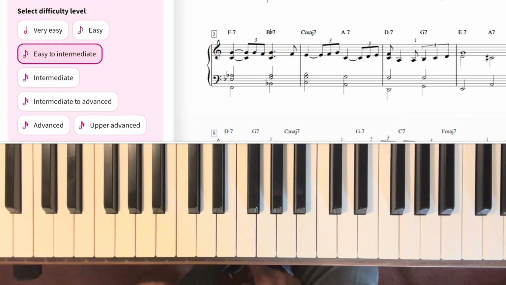In Tomplay, there are 7 different arrangements of Misty for piano solo, ranging from very easy to upper advanced. There are also 7 different arrangements for piano with orchestral accompaniment. In the first 2 lessons, I looked at the first 3 arrangements for piano solo. That's very easy and easy to intermediate. And in this lesson, I'm going to look at some of the techniques used in the remaining 4 levels of difficulty, from intermediate going right up to upper advanced.